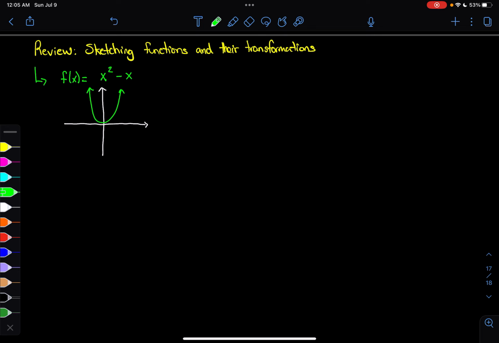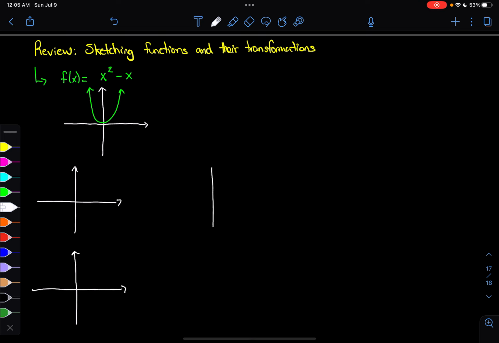And now what we're going to do is run through our list, and actually maybe I'll make some more little graphs before we get started. But as I'm doing this, we're going to run through our list of transformations. Basically, what happens when we do certain things to our function, right? What happens when we multiply the inputs by a number? What happens when we multiply the outputs by a number? All that good stuff.